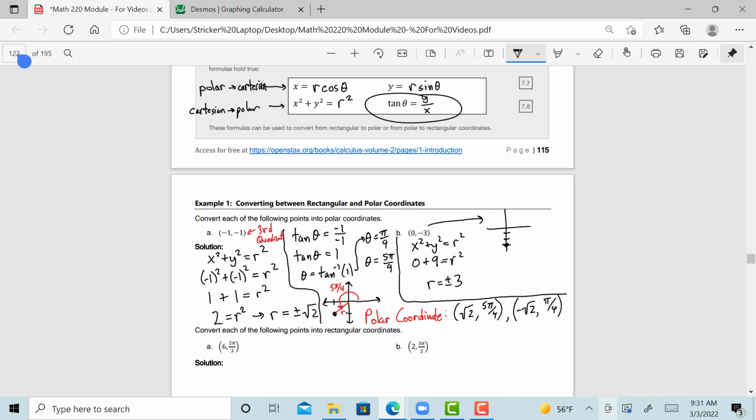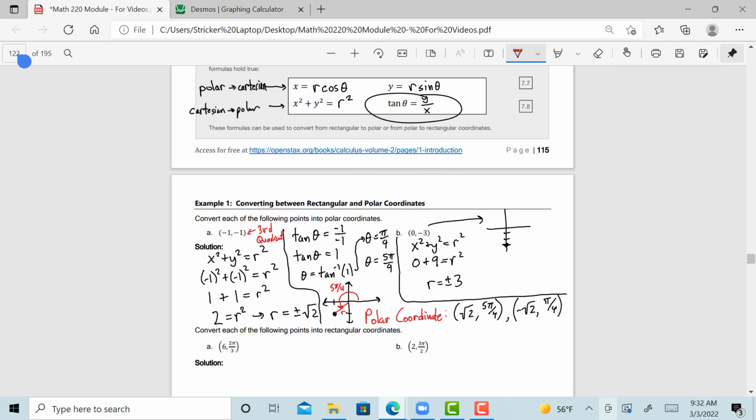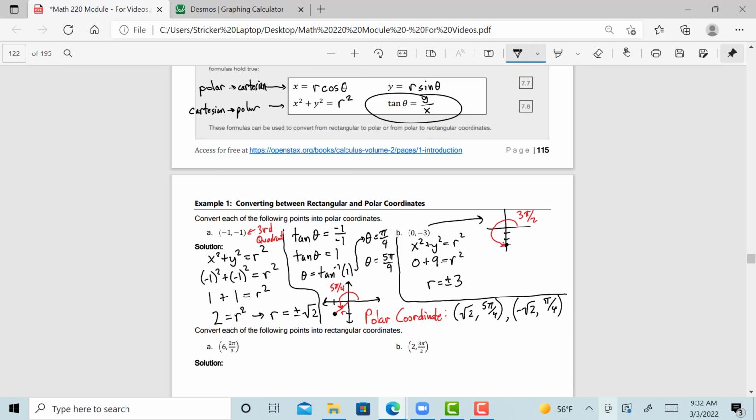Here, though, it's pretty obvious, just knowing the graph, we should know that that angle comes all the way around to here. That's going to be what? It's going to be 3 pi over 2. So our point for this one, when r is 3, we know we have an angle of 3 pi over 2.